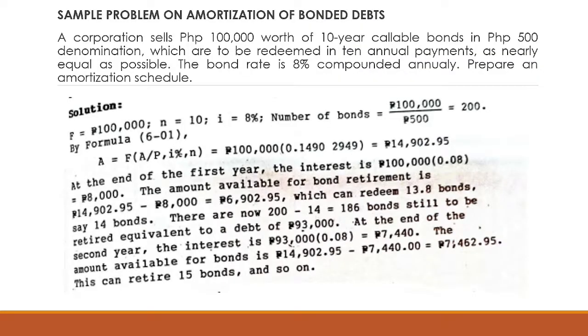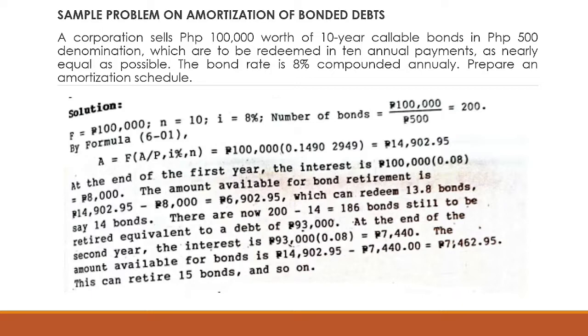So for this one, a sample problem on amortization of bonded debts. A corporation sells 100,000 pesos worth of 10-year callable bonds in 500 pesos denomination, which are to be redeemed in 10 annual payments as nearly equal as possible. The bond rate is 8% compounded annually. Prepare an amortization schedule. So given future worth 100,000 pesos, N is 10 years, I is 0.08. So the number of bonds, you divide by 500 pesos, which equates to 200.